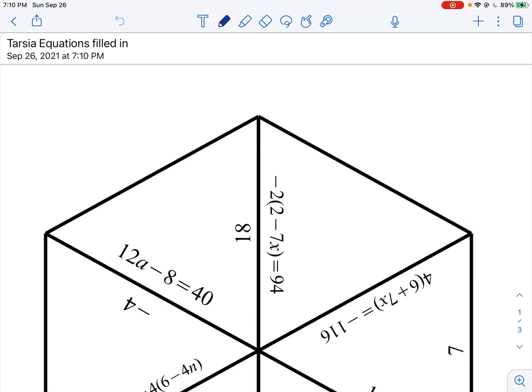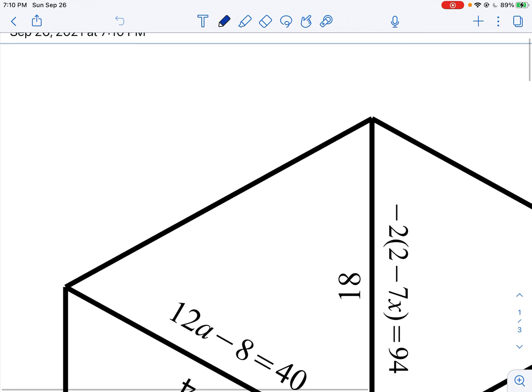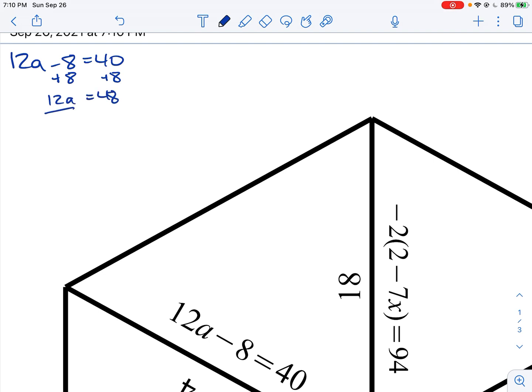Okay, so on this Tarsia puzzle, you're just supposed to solve them. So each equation you're supposed to solve. So I'm just going to start with this one right here, which says 12a minus 8 equals 40. So I add 8 to both sides of the equal sign. 12a equals 48. I divide by 12 and I get a equals 4.